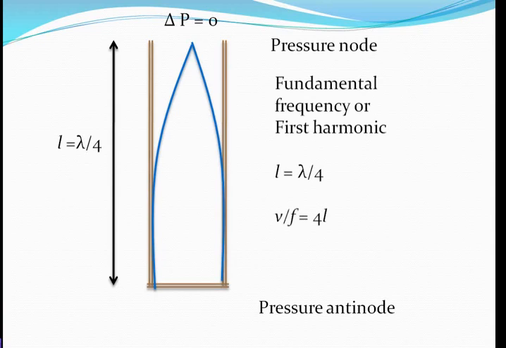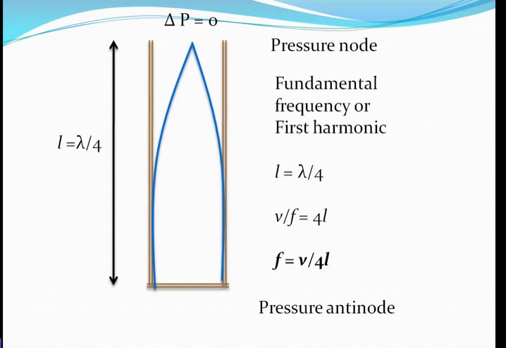But we can substitute lambda by V by F, and we get F is equal to V by 4L. So F equal to V by 4L is the fundamental frequency or the first harmonic in case of a closed organ pipe, because this frequency generates the most basic waveform that can be generated in a closed organ pipe. This was of course a pressure wave that we were talking about.